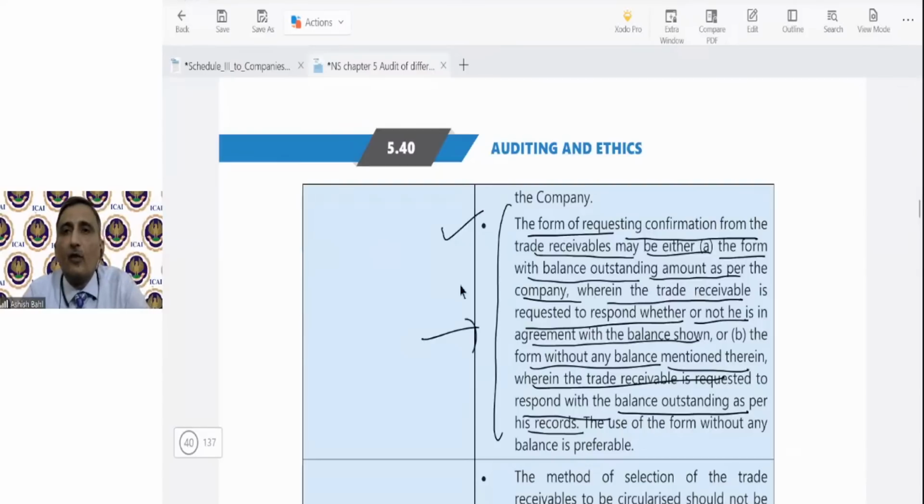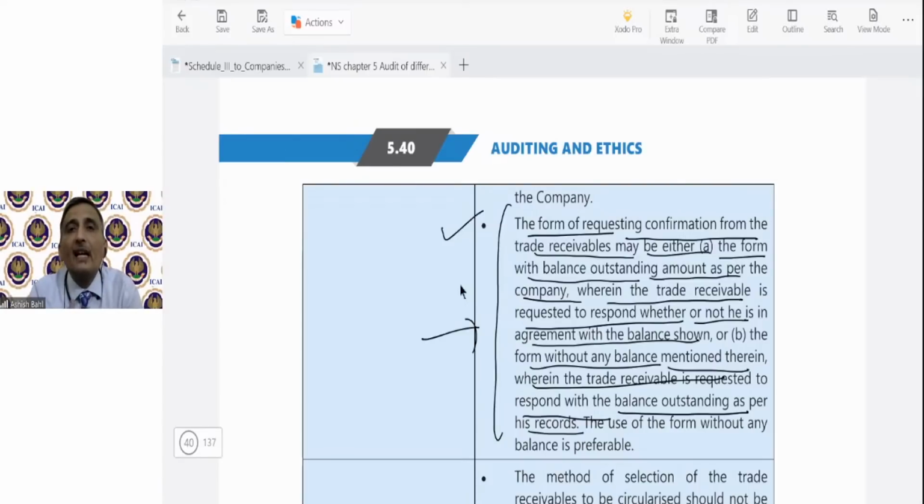So students, we had read in SA 505 that when an external confirmation request is sent, then it may be designed in such a way that either it asks the confirming party to agree or disagree with the balance stated therein, or it leaves the information blank, or it asks the confirming party to fill the information from his records and to state what the balance is as per your records.